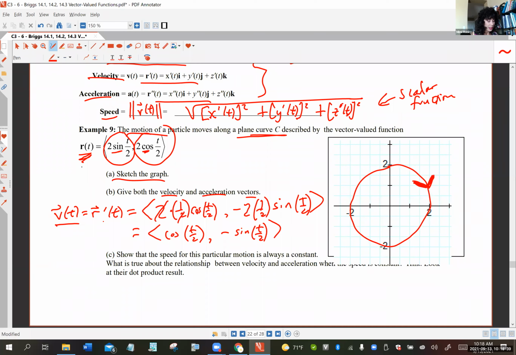Okay, so that's velocity. What about acceleration? Well, of course, I don't have enough room. So let's do acceleration. We can call it a of t, but that's exactly the same as r double prime.